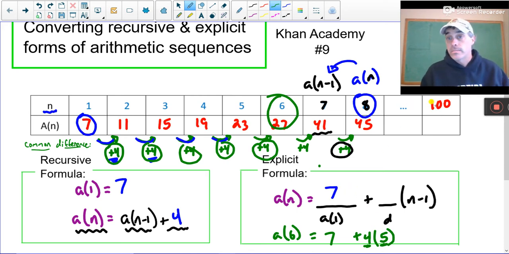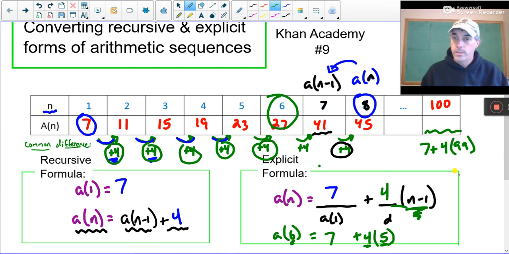The nth term would need a bunch of these 4s, but we'd only need n minus 1 of them. So the 6th term needed 5. If I wanted the 100th term, this number right here would be my first term plus a bunch of 4s. And how many 4s would I need for the 100th term? Not 100 of them. Remember, 6 only needed 5 of these 4s. 100 would need 99 of the 4s. 7 plus 4 times 99 would give us this number. And that's the explicit formula. It allows us to jump around.